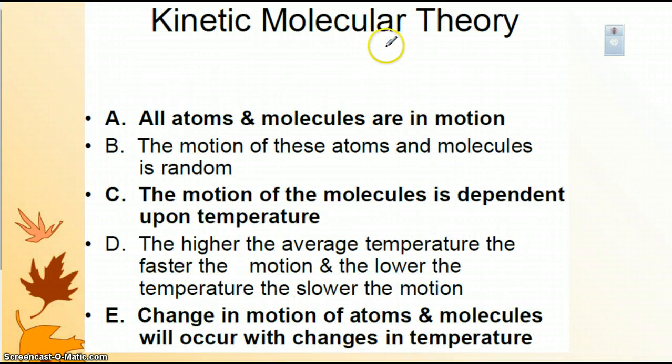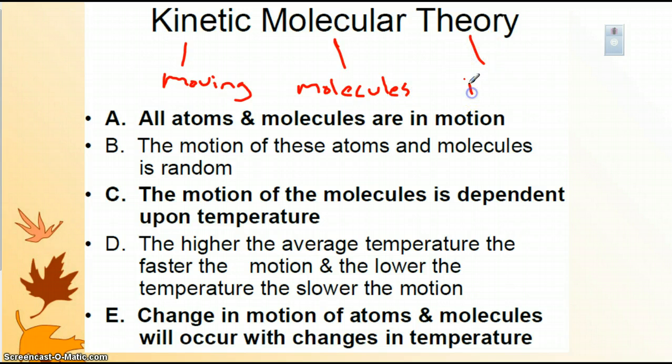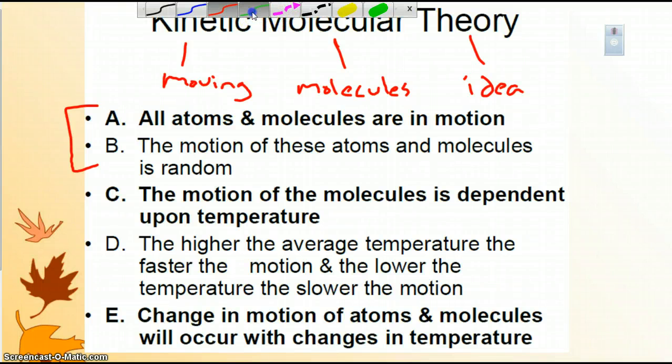Here we go. The kinetic molecular theory. We broke this down in our last notes, but for a review, kinetic means moving. And molecular, we have molecules. In theory, we have idea. So this is the idea of moving molecules. In our last goal, we knocked out these two parts. All atoms and molecules are in motion. Yes, they are. We know that. And the motion of these atoms and molecules is random. We don't know where they're going to be from one second to the next.